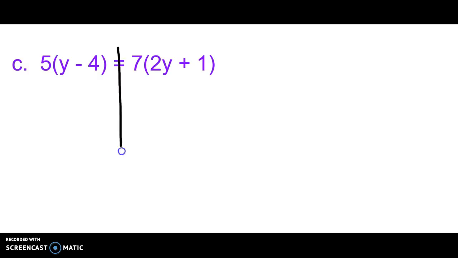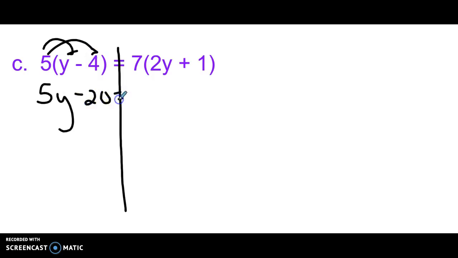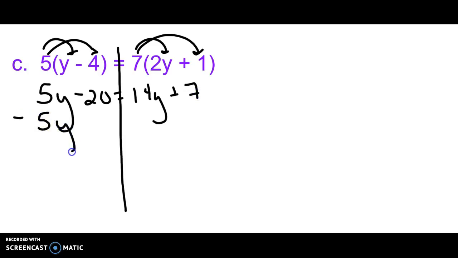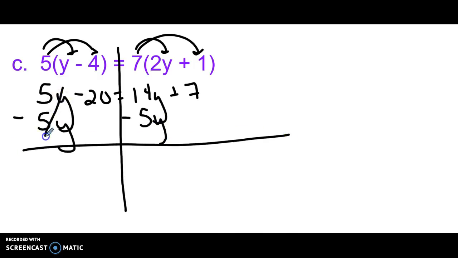And last but not least, we're going to distribute 5 times y is 5y, and 5 times negative 4 is negative 20. And 7 times 2y is 14y, and 7 times 1 is 7. Subtract 5y from both sides. Those cancel. You get negative 20.